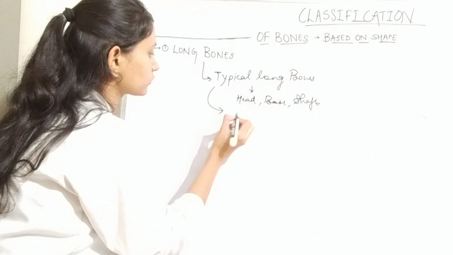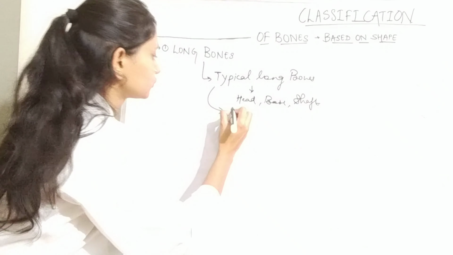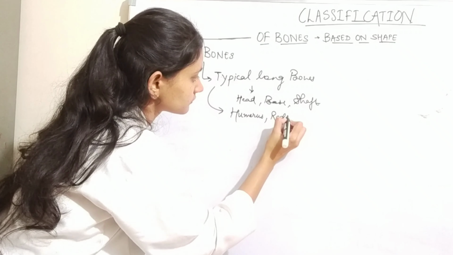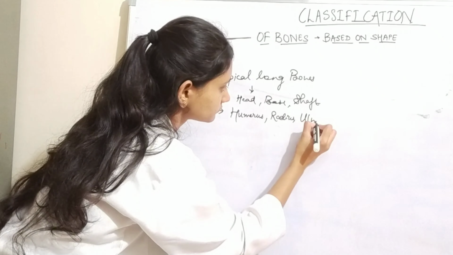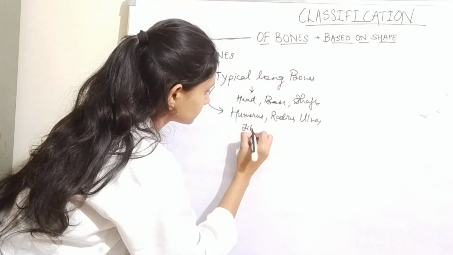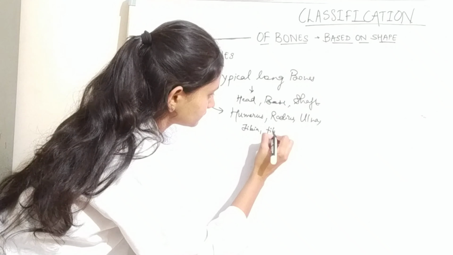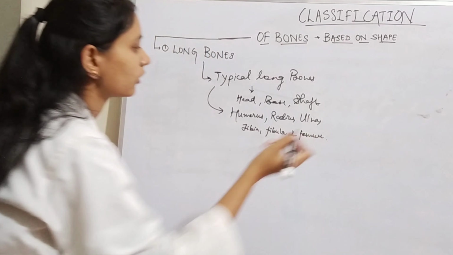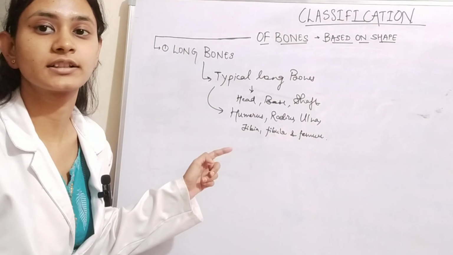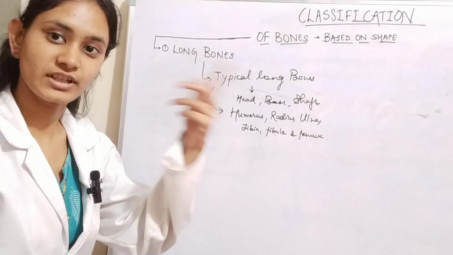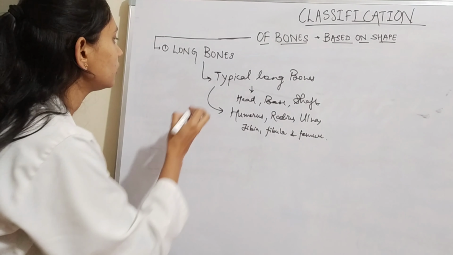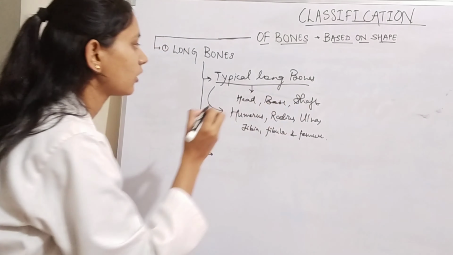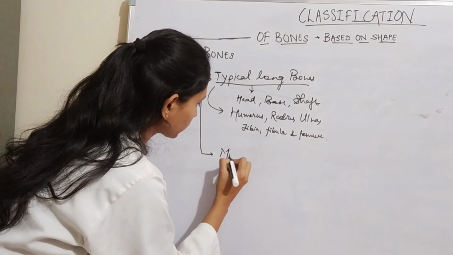So the examples of typical long bones will be your humerus, radius, ulna, tibia, fibula, and femur. All these bones are also classified under the appendicular skeleton, as we have studied in the earlier lecture. Also, long bone is again divided into typical long bones, as we have studied here, and also miniature long bones.